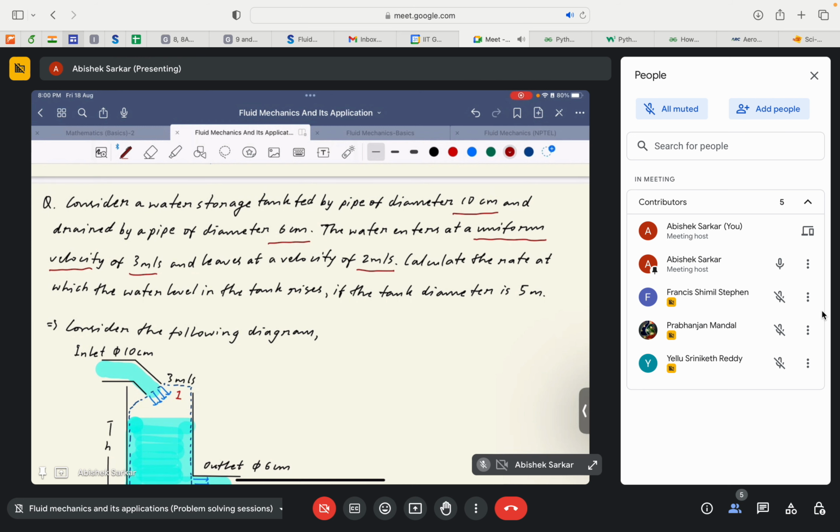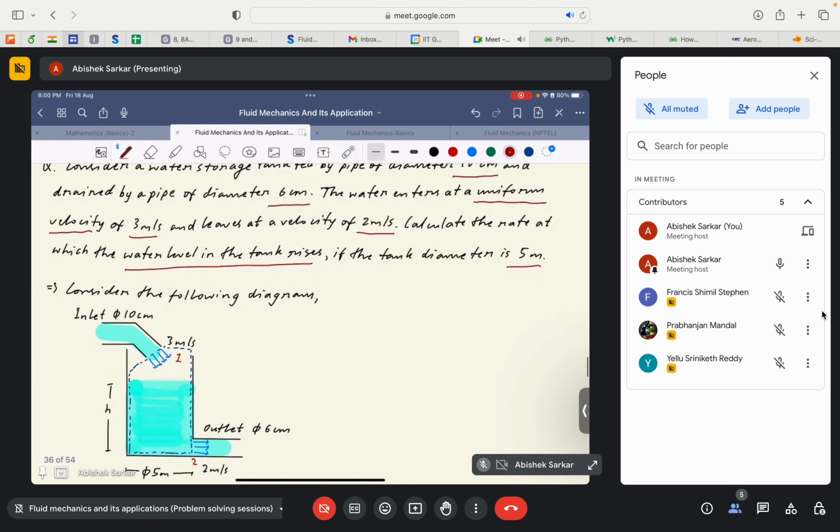So since we are given a specific value, it basically means that we are ought to treat the velocity to be constant throughout the cross section, right? So that's why we are giving some constant values, 3 meter per second, 2 meter per second. So we are asked to calculate the rate at which water level in the tank rises if the tank diameter is 5 meter.